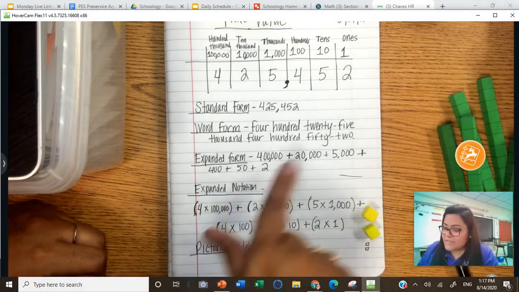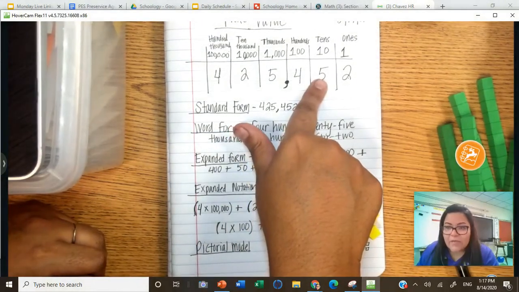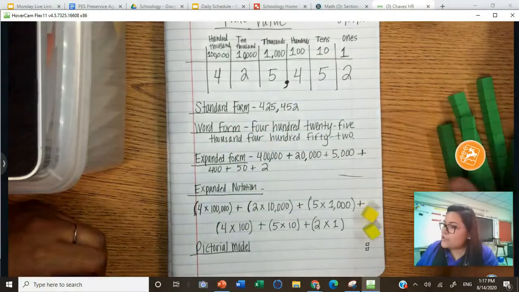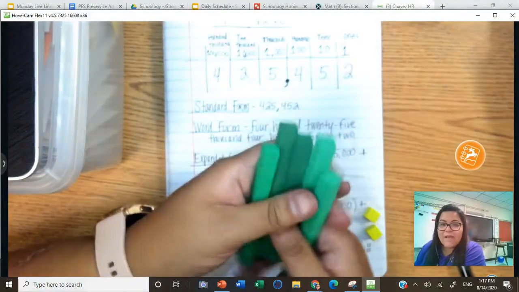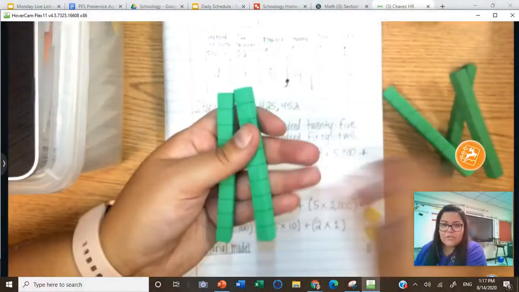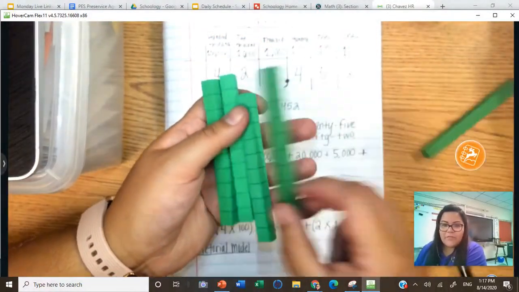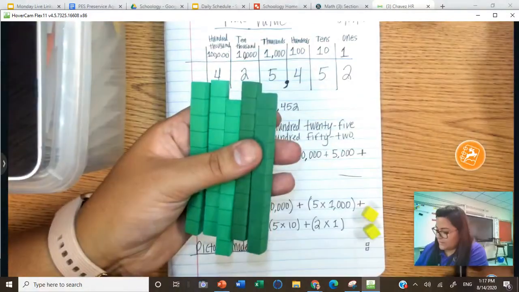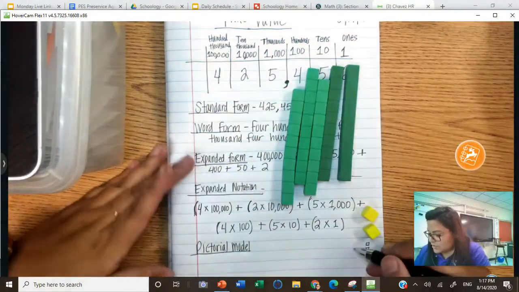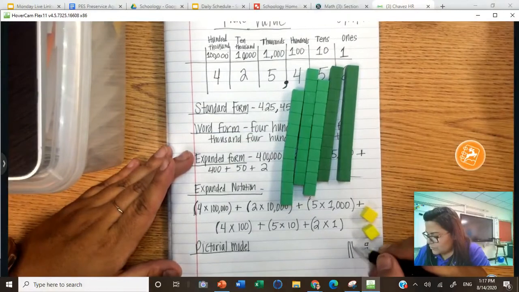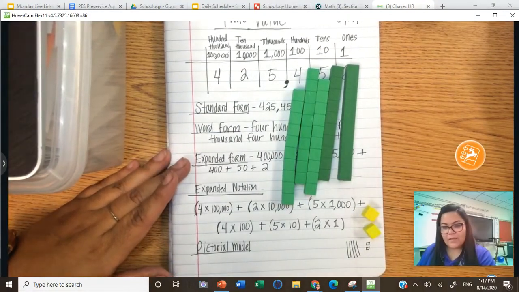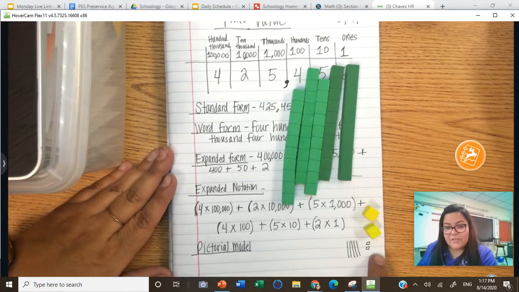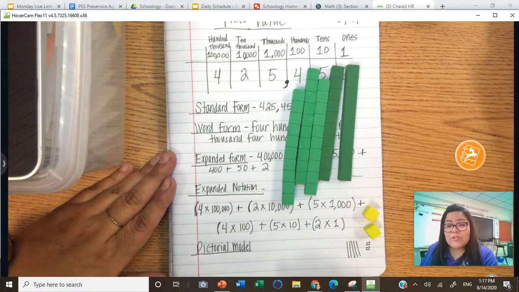Next one I have is 5 tens. Okay, I have 5 tens. So these look like my 10s. So I'm going to count 5 of these. 1, 2, 3, 4, 5. And the way I draw those is just 1, 2, 3, 4, 5. Okay? These are my 10s. These are my 1s.